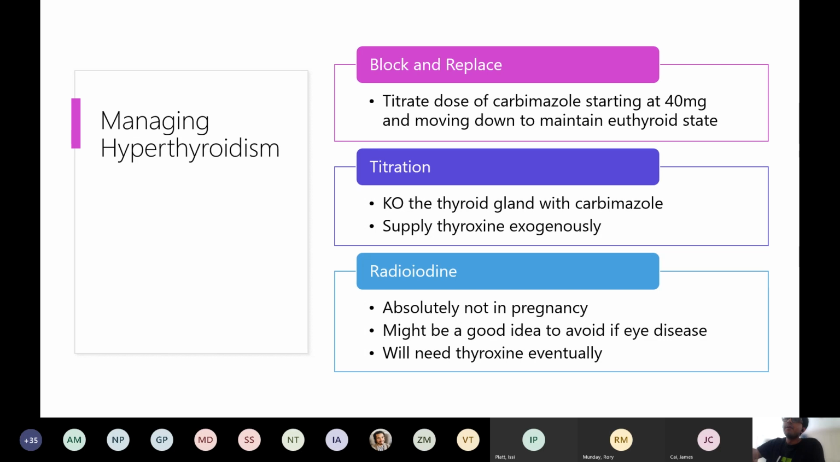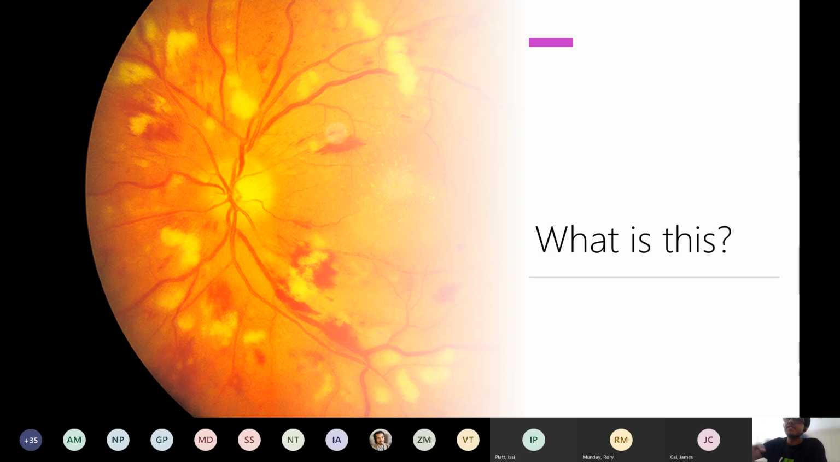We'll move on, but if you have any questions, you can continue asking them. So what is this?